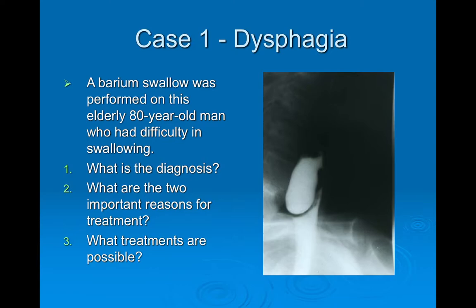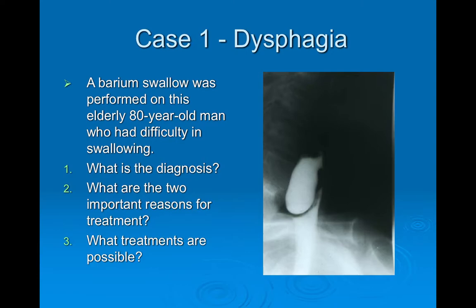What are 2 reasons to treat this, or how do you treat this person? What would you do for them? Surgery. Good answer. Okay, great. Surgery is an option. When would you do surgery? What are some indications for surgery? Symptoms, yes.